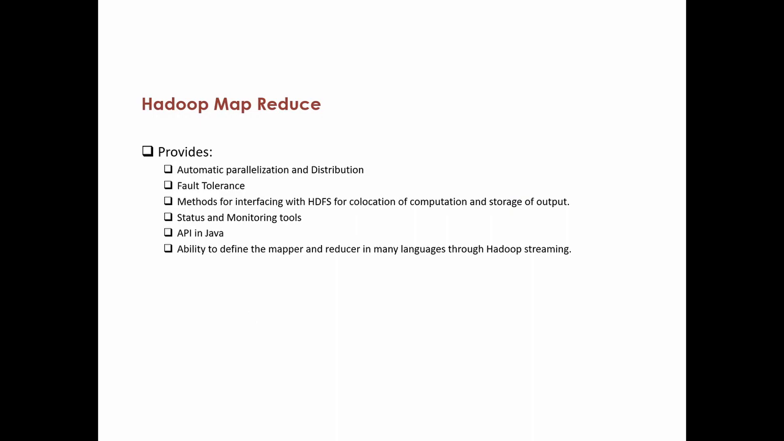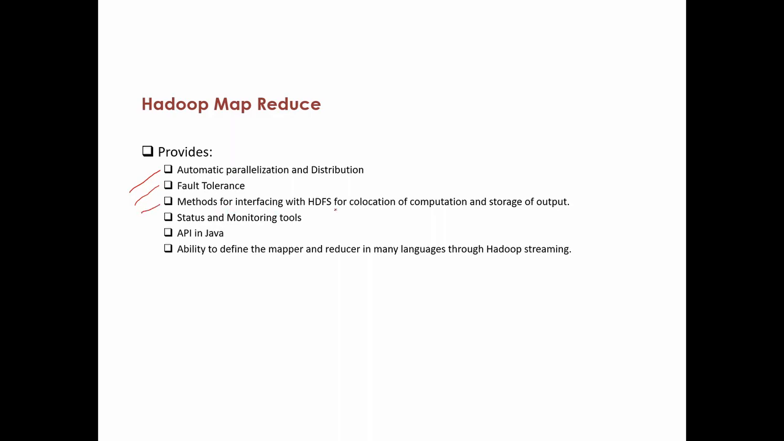Okay, so in a nutshell, what does Hadoop MapReduce provide? Hadoop MapReduce provides automatic parallelization and distribution. It provides fault tolerance. So the mapper and reducer jobs which are running on multiple computers will be restarted, and we will see how it provides fault tolerance, but essentially it will take care that all these jobs finish, and they finish in the right order.